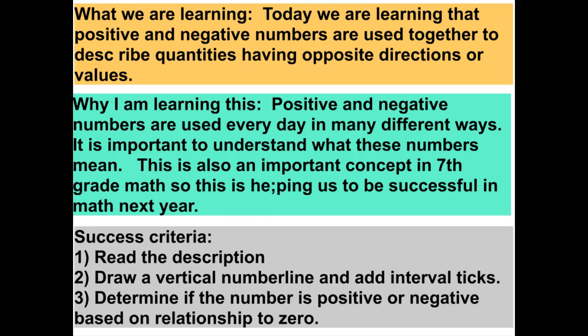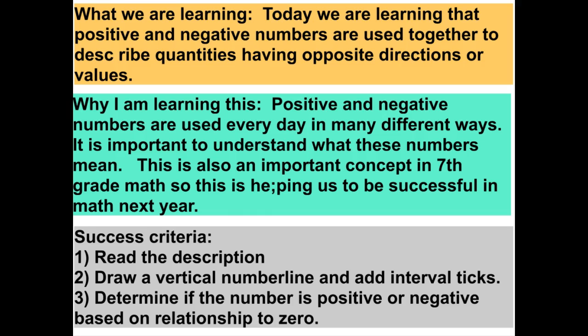But as we always do to get started, what are we learning? Well, today we are learning that positive and negative numbers are used together to describe quantities having opposite directions or values. Why am I learning this? Well, positive and negative numbers are used every day in many different ways. It is important to understand what these numbers mean. It is also an important concept in 7th grade math. So this is helping us to be successful in math next year.